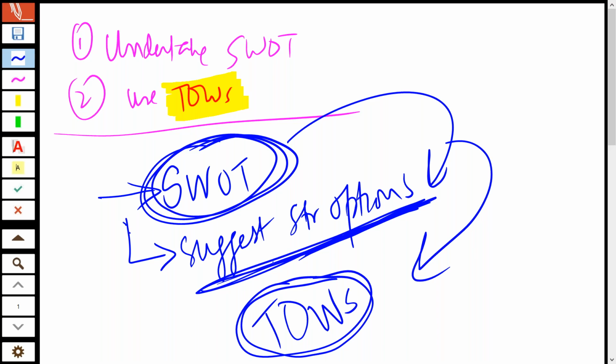So this is how you will decide, or this will give you a hint of what models to use.